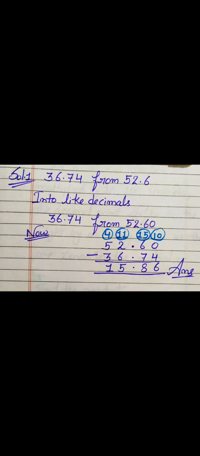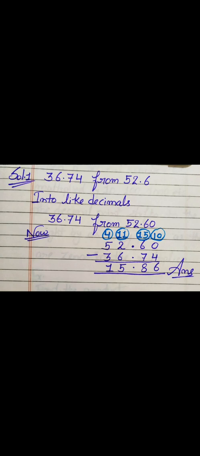As we have to subtract 36.74 from 52.60, so we will write this 52.60 first and then after 36.74. As I have written in column, and then we will subtract. After subtraction we are getting 15.86.